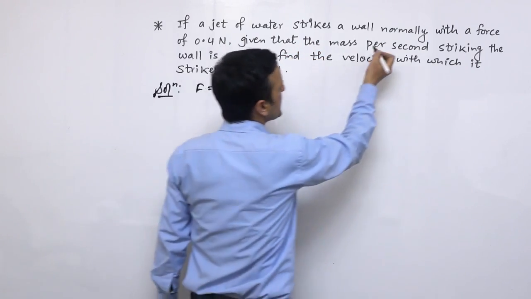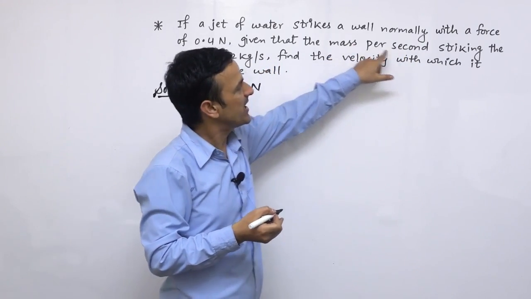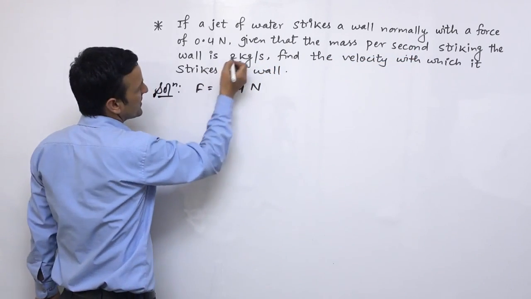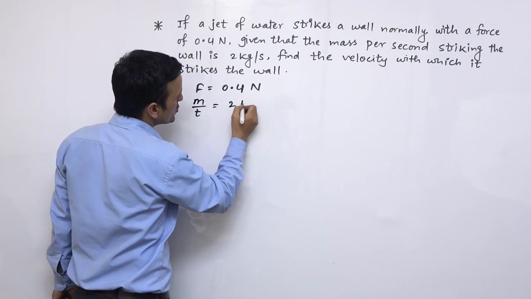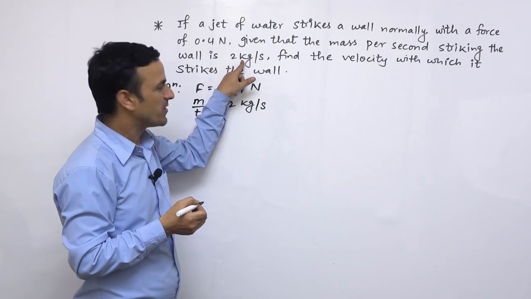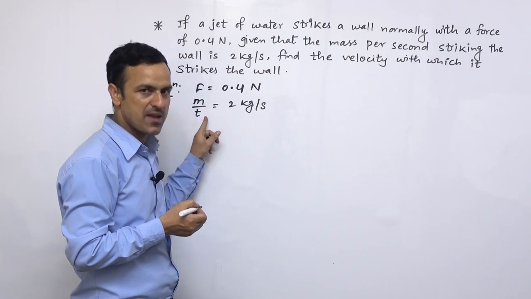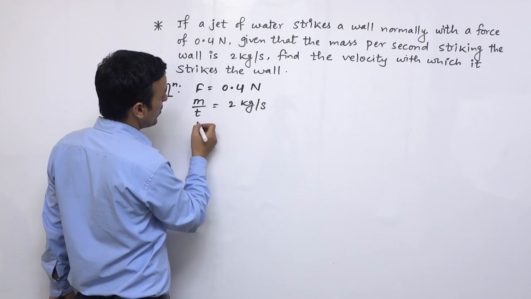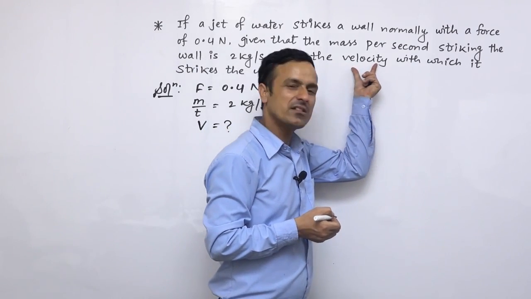Given that the mass per second. Mass is denoted by m and second is denoted by time, so time represents second. So it is given that mass per time, m by t, is 2 kg per second. Kg is the unit for mass, second is the unit for time. So write down m upon t. And find the velocity with which it strikes the wall. So v is equal to what? We have to find the velocity.